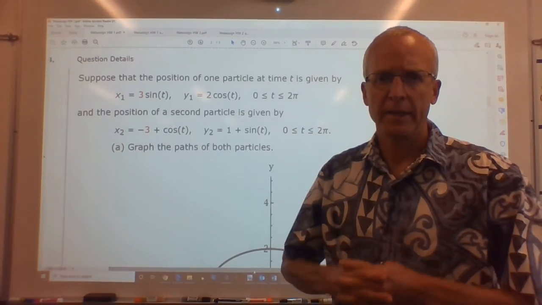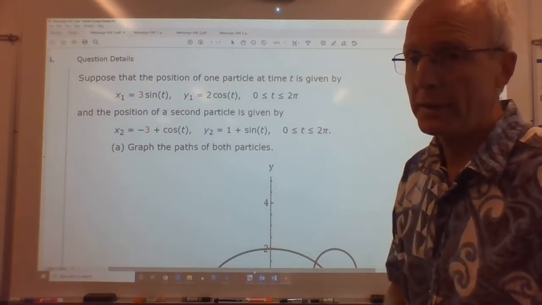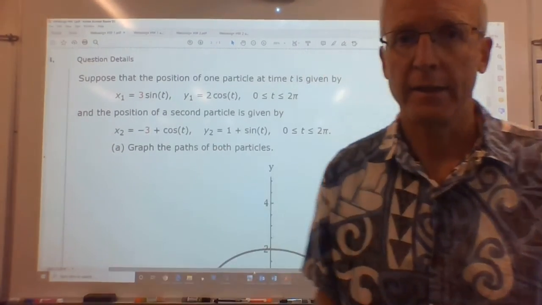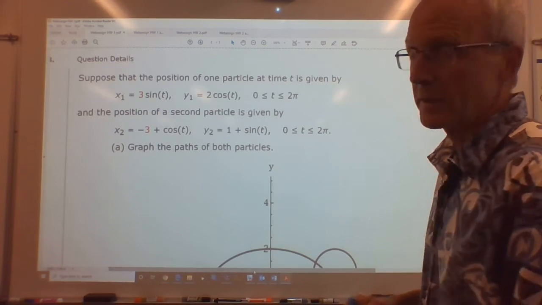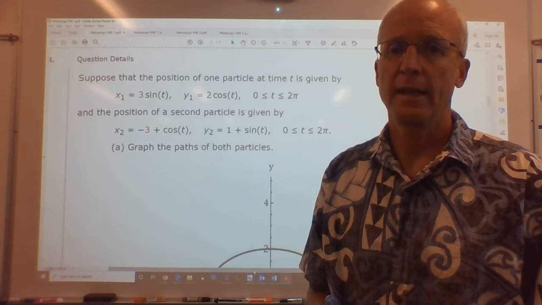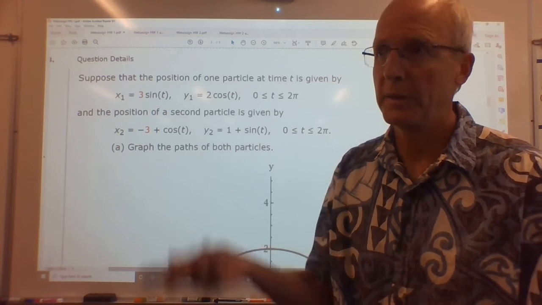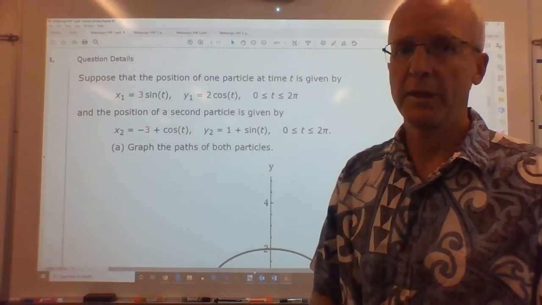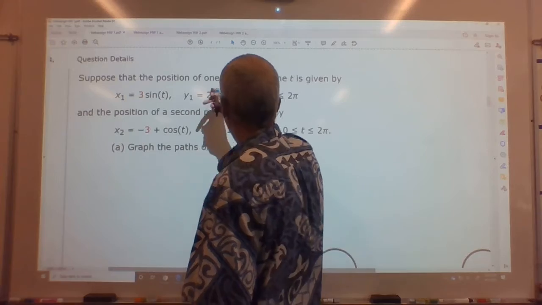Okay, so I'm going to show how to find the collision points for number 3 on WebAssign here. To collide, the particle has to have the same x's and the same y's at the same time, right? Having the same x could be the top or the bottom. Both have to be the same at the same time. So what we do is we set the x is equal and the y is equal.